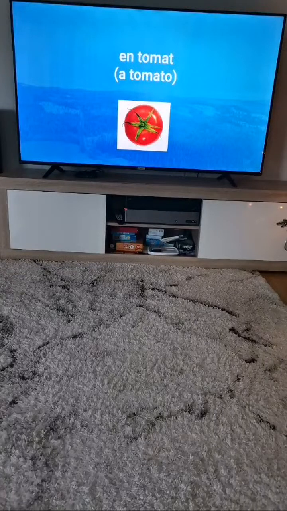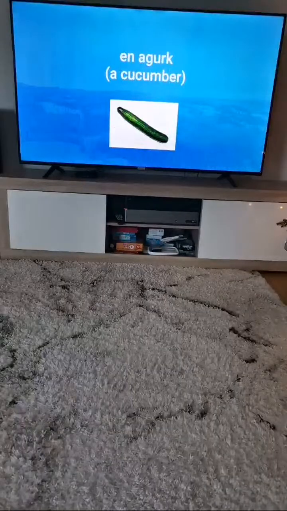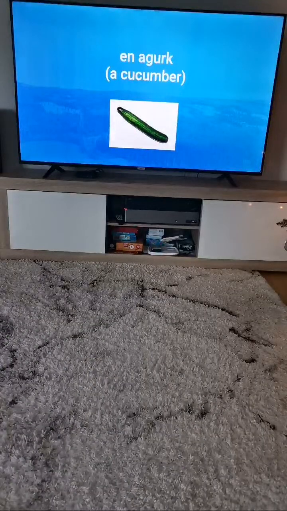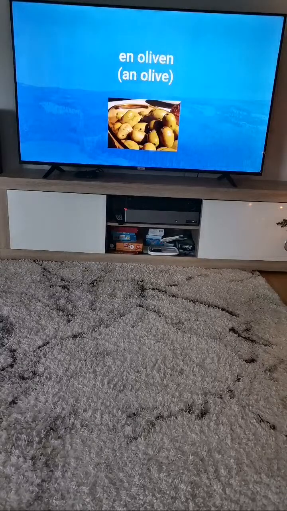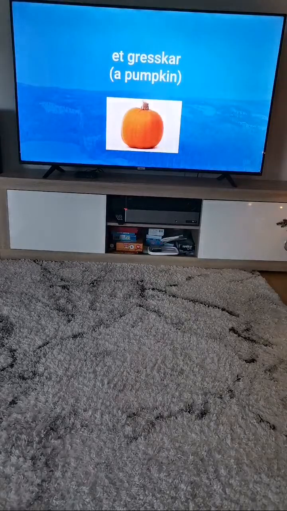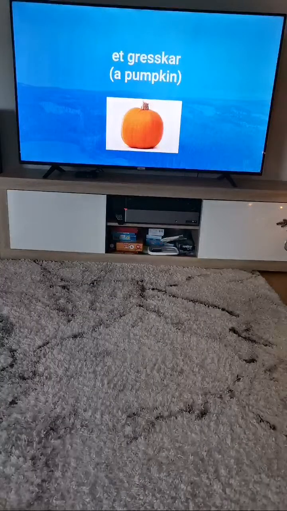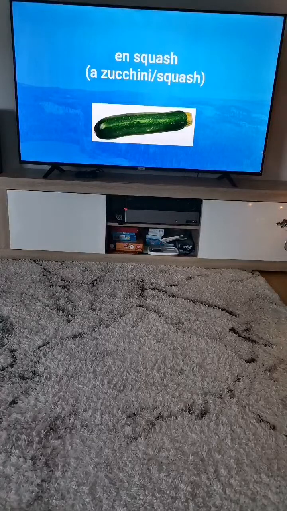Tomato is en tomat. En tomat. Cucumber is en agurk. En agurk. An olive is en oliven. En oliven. Pumpkin is et gresskar. Et gresskar. And a zucchini or a squash is in Norwegian en squash.